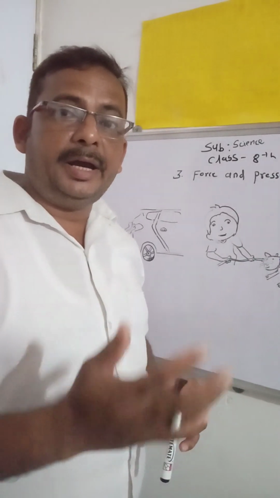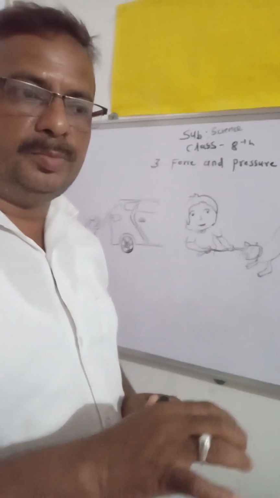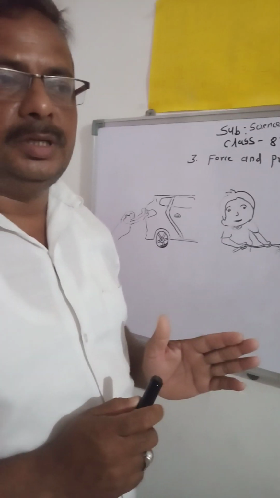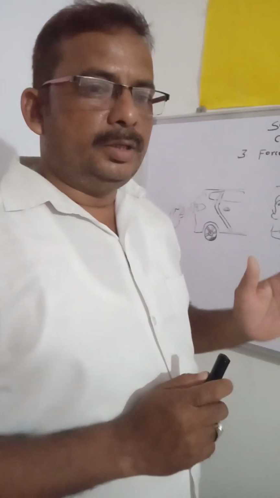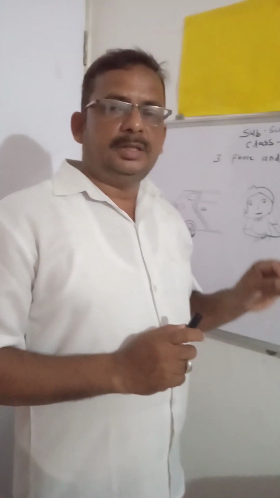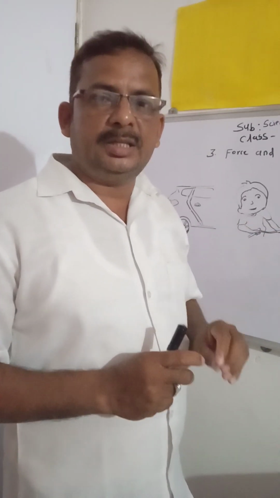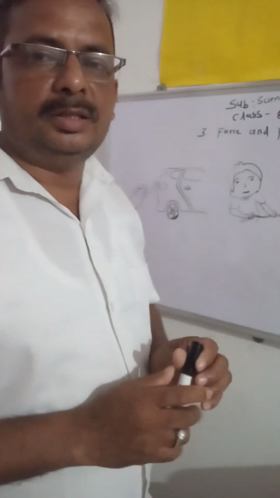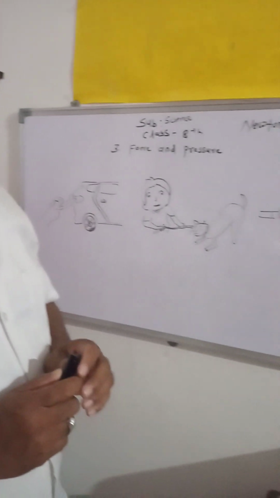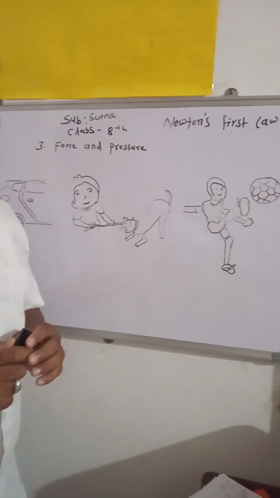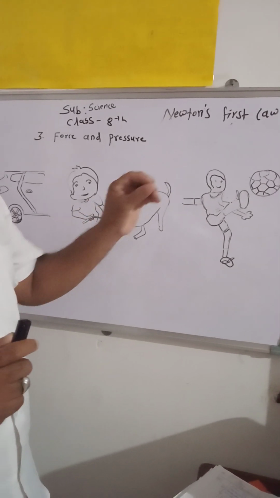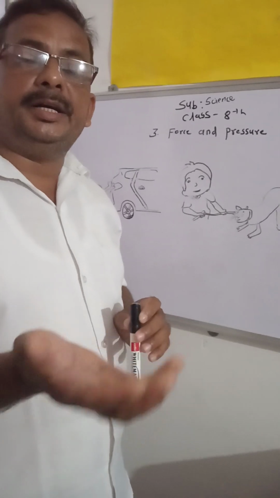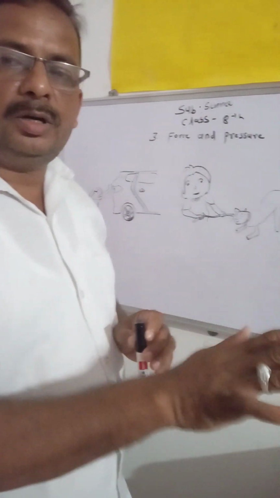when we do not act any type of force on this object, it remains stationary. For example, chair, table. A chair remains stationary when we do not act any type of force on this chair or table.